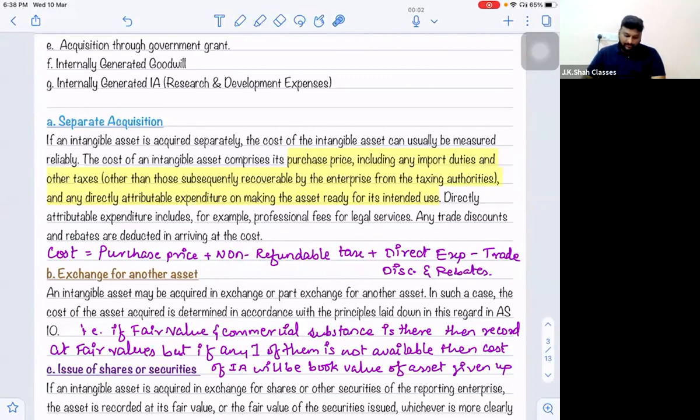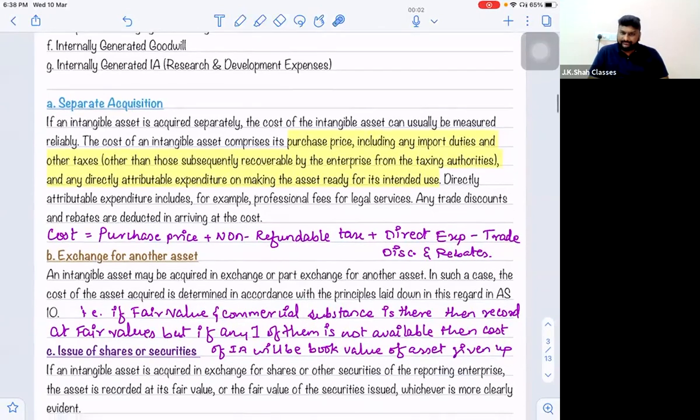Right, so let us go ahead now. I've also written in short over here: cost is equal to purchase price plus non-refundable tax plus direct expense, but minus trade discounts and rebate. That is the last point. Any trade discounts and rebates are deducted in arriving at the cost. Now, can I say this same point you also learned in AS10? It is exactly the same, no change.